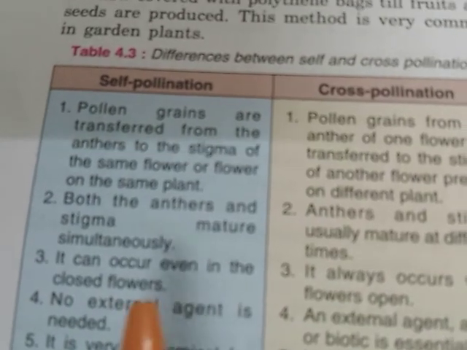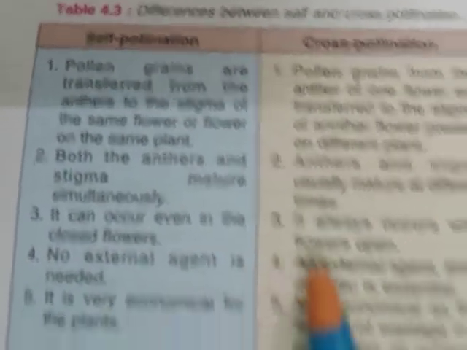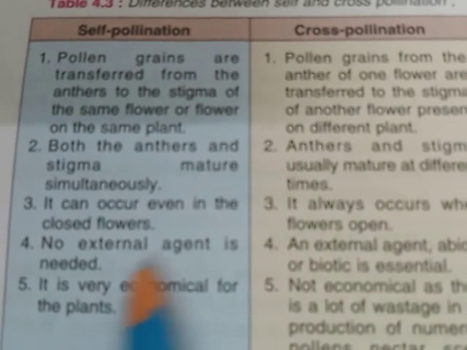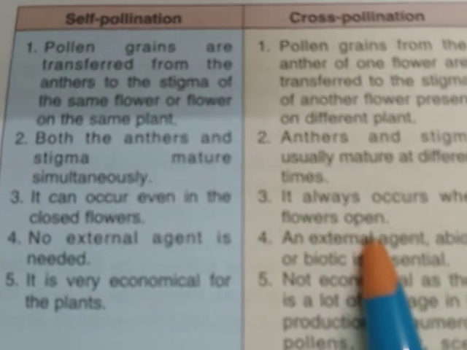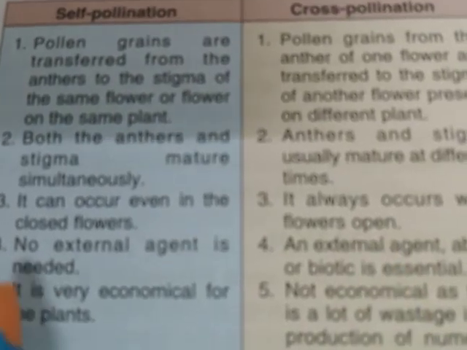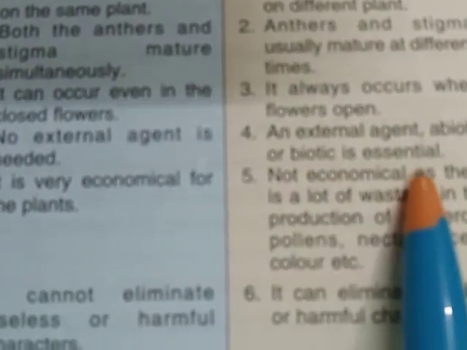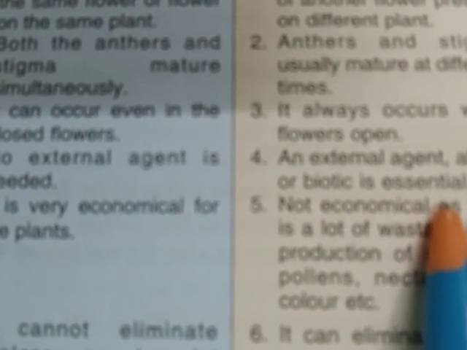We have seen that in the previous chapter. Cross-pollination always occurs when the flowers open. No external agent is needed in self-pollination, but here biotic and abiotic agents are required for cross-pollination.